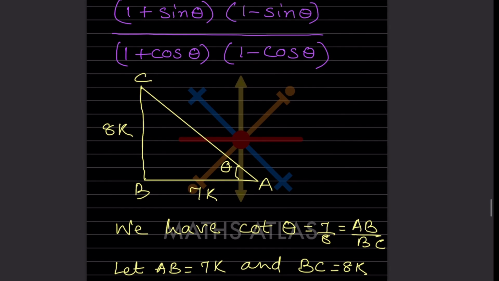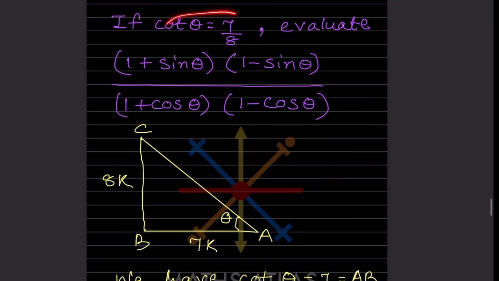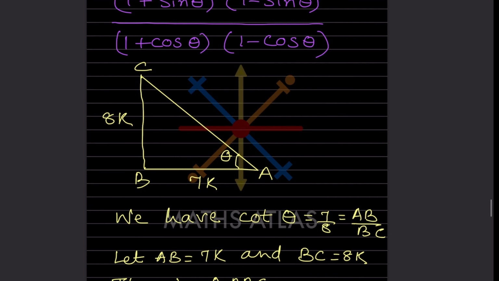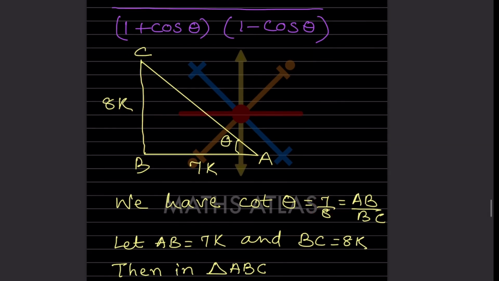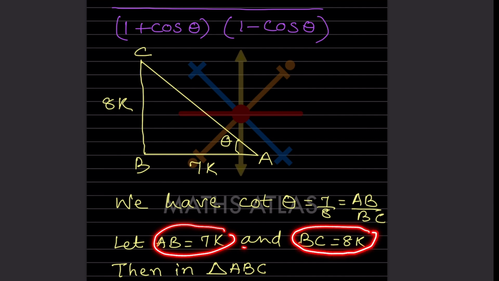So now what will we write here? We just consider this as k. Any variable you can put. So 8 was here and 7 is here. Now you know cot theta is 7/8, which is already given in the question, and that is AB by BC. So this is 7/8. Now we are considering AB, so we write AB is 7k and BC is 8k.